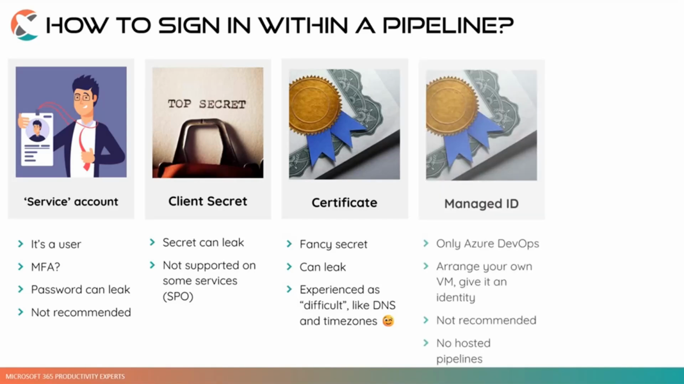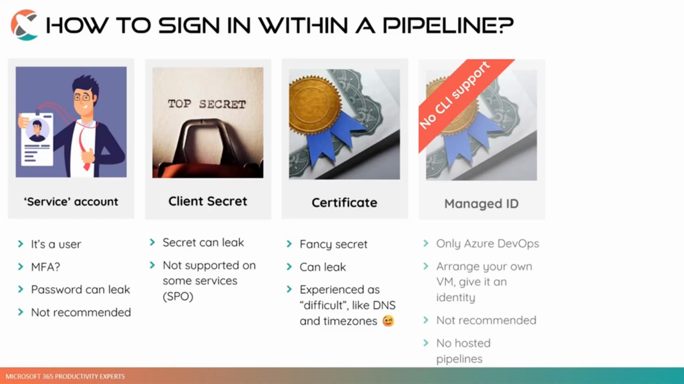Well, within a pipeline, we could also use managed identity, but that's really only within Azure DevOps, and it's not really recommended by Microsoft. And also, there's really no support within, for example, the CLI for Microsoft 365 to do this within Azure DevOps. So the idea is that you would have your own VM, and then you need to build your stuff in there and connect it to Azure DevOps. It's not really the nice way.